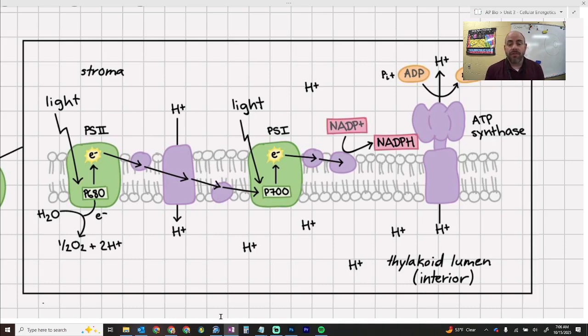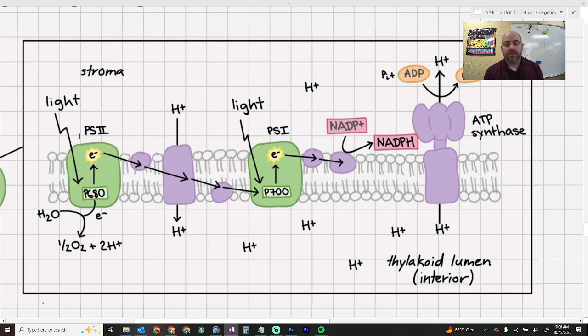Photosystem 2 comes first, unfortunately, in the sequence, just because we like to make things as difficult as possible. And then you see light being represented by these little lightning bolts. Love this picture. So I'm going to go through the sequence of this, and I'm going to start with light being absorbed in photosystem 2.